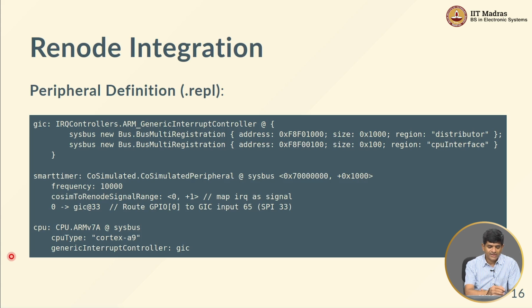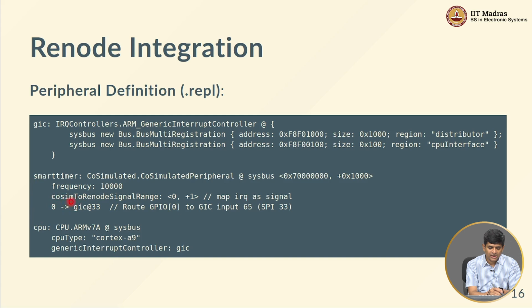Now as far as we are concerned, the smart timer is the one that we are creating. It's going to be a co-simulated peripheral because after all we are going to be writing Verilog code and getting it connected to the system. We give it the address and the address range as before. We also give it some frequency, some sufficiently small value so that the simulation runs reasonably fast. And then there are these two extra lines that were not there earlier. So what are these two lines?